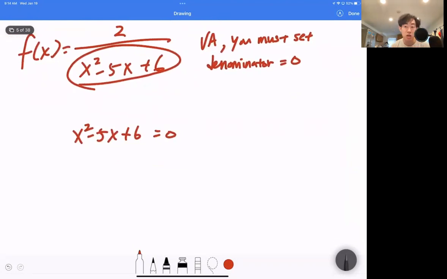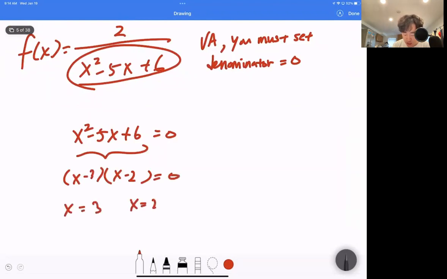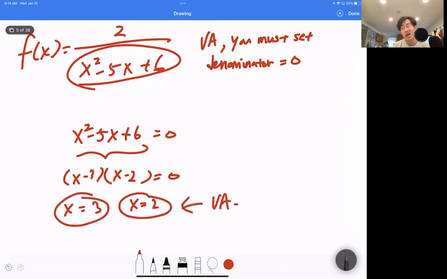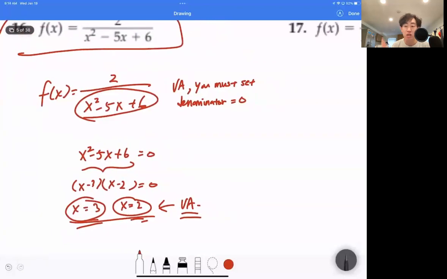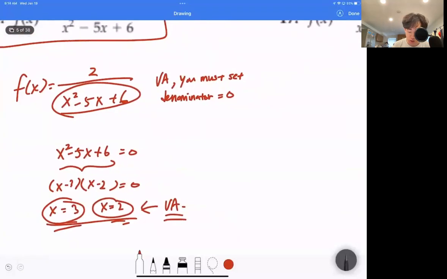But I'm not done, because I need to solve for the values of x. This is a quadratic and you can factor it, so you will have x minus 3 times x minus 2 is equal to 0. So you have x equals 3 and x equals 2, and these two are your vertical asymptotes. In a way, you're still doing the same old quadratic stuff, solving for zeros, but these will be represented as vertical asymptotes. Can you have multiple vertical asymptotes? Sure you can, but do not expect more than 2 to appear on any of your assignments. It's usually going to be 1, because I'm going to keep it simple for rational functions here.